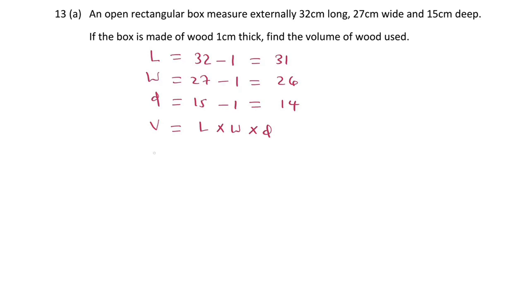Okay, so now to find the volume of wood used, we are going to take the volume of the external part and then we are going to minus the volume of the internal part. Okay, so using the same formula for the volume, to find the volume of the external part, we are going to take 32 times 27 times 15. And also to find the volume of the internal part, we are going to take 31 times 26 times 14.